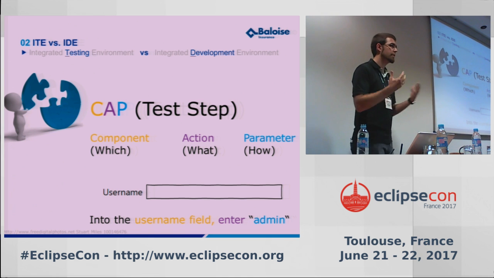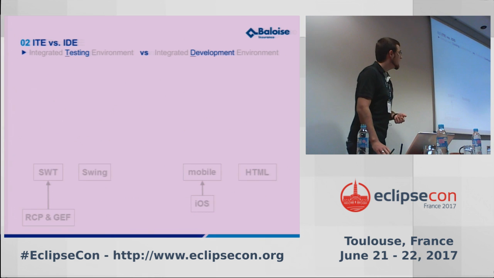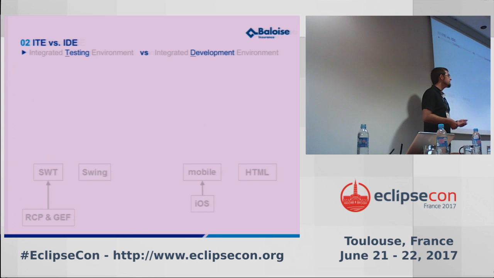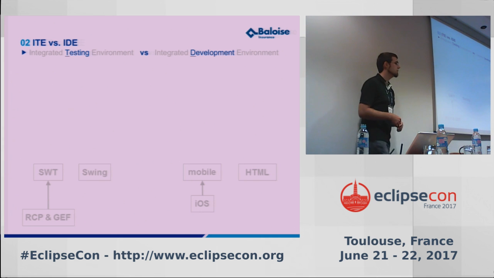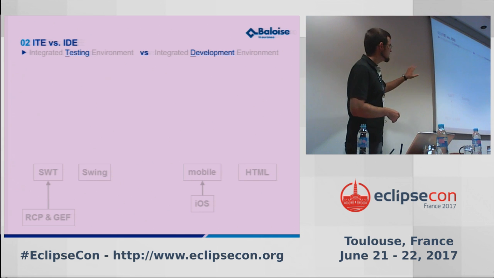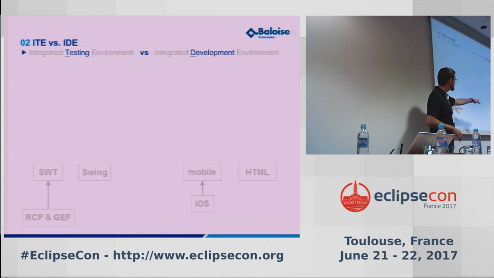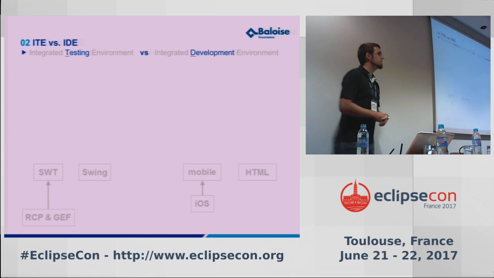Okay, so this is a cap. And the C in cap stands for component, right? So there are completely different components in different toolkits. They're somewhat similar, but also different. So Jubula supports SWT, RCP, GEF, Swing, used to support some mobile toolkits, it's not anymore, and HTML, and the most recent toolkit we've added is JavaFX.